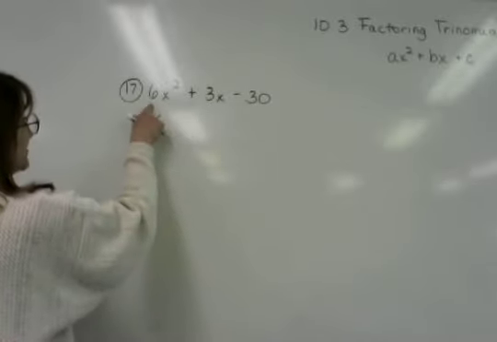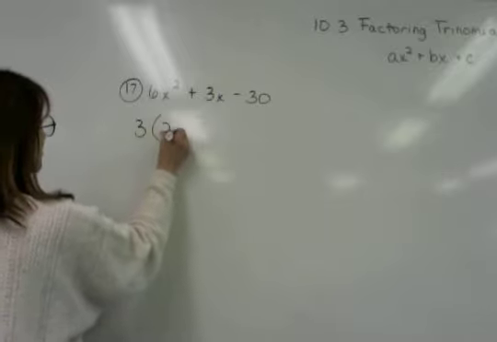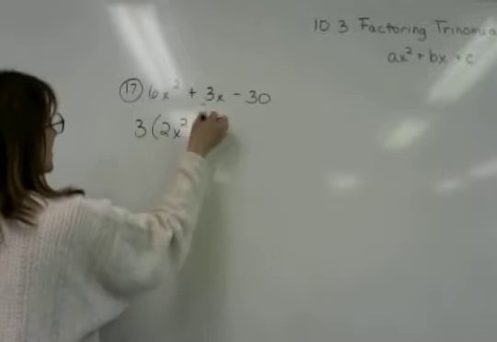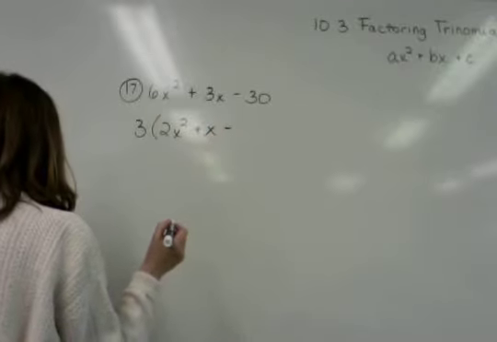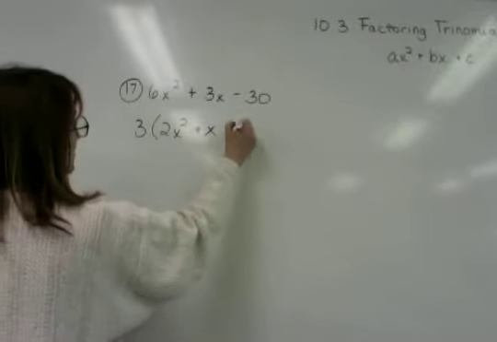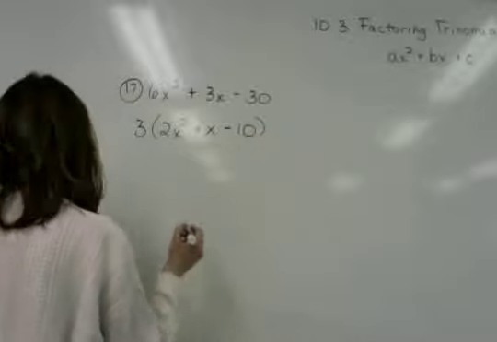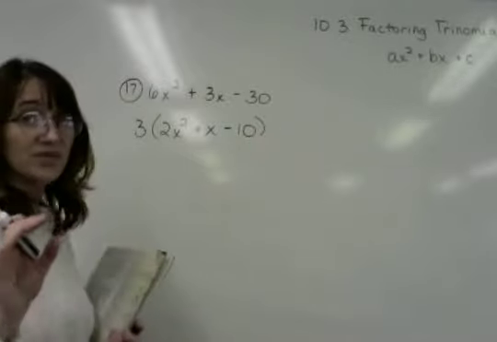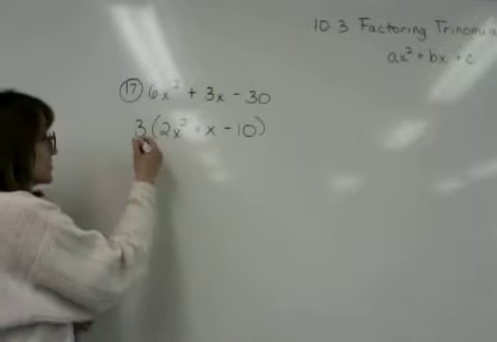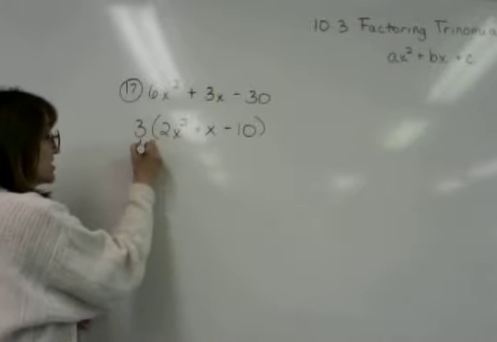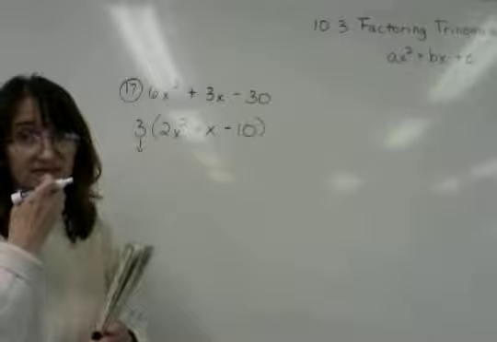So if I divide 6 by 3, I've got 2x squared. If I divide the 3x by 3, I just have an x. And finally, if I divide out 30 by 3, I have 10. So what you're going to have to remember with this one is you can't forget this 3. This 3 is going to follow us all the way through now.